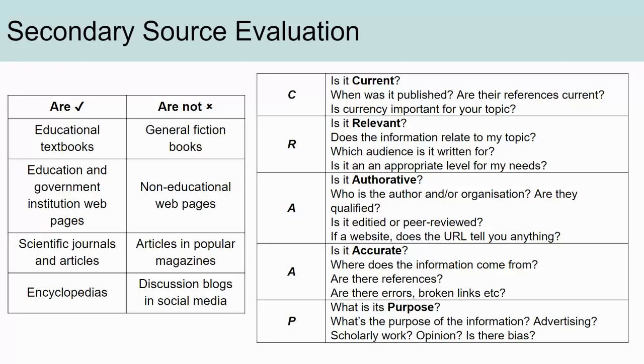So remember, secondary sources are things like textbooks, education and government websites, scientific journals and articles, and encyclopedias. We're generally not looking for fiction books or non-educational web pages, articles in popular magazines, or discussion blogs. So we're really looking at, are our sources following this CRAP method? So looking at, is it current? Is it relevant? Is it authoritative? Is it accurate? And what's its purpose? And we'll come back to this kind of scaffold when we're looking at our secondary sources in our activities.